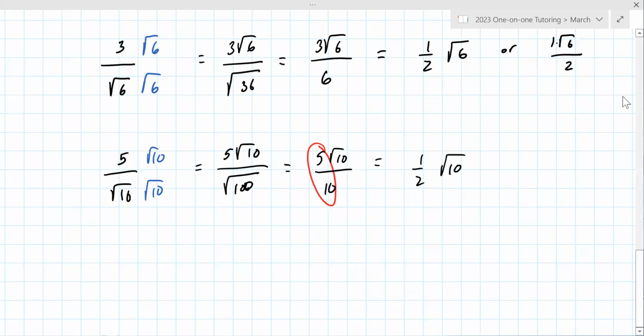All right. So let me give you another one here to look at. Okay. Let's go, 9 over the square root of 6. Okay. I got 9 square root of 6 over 6.